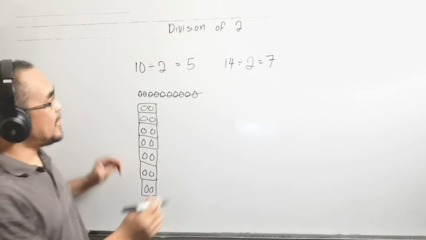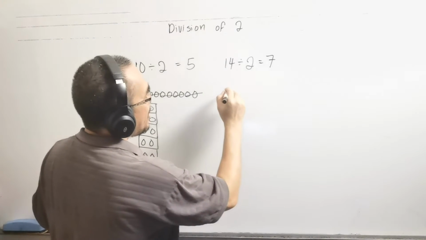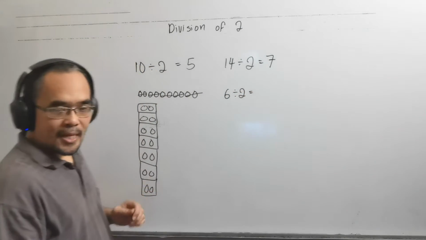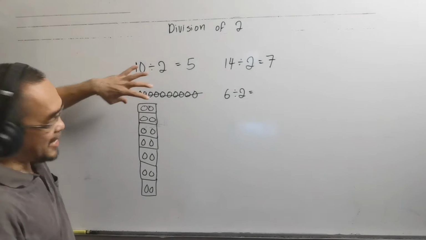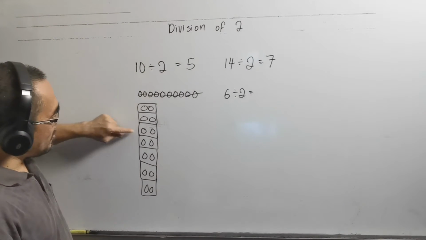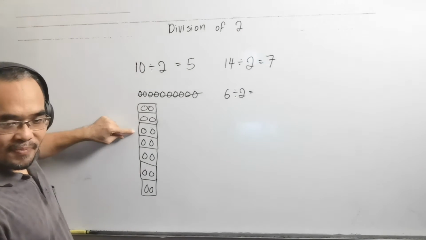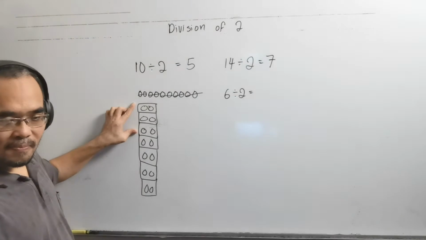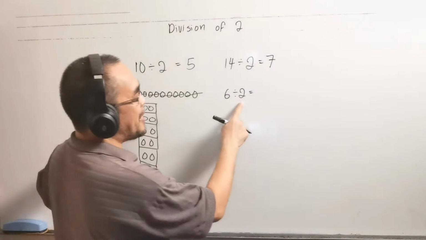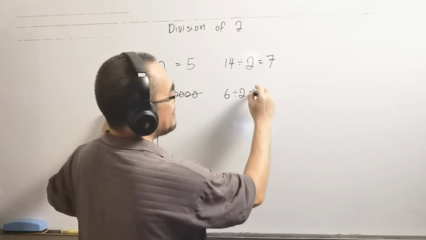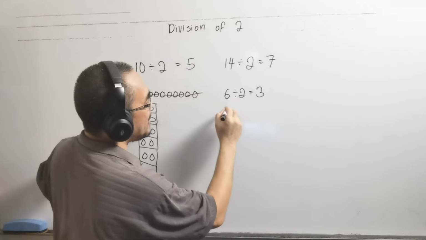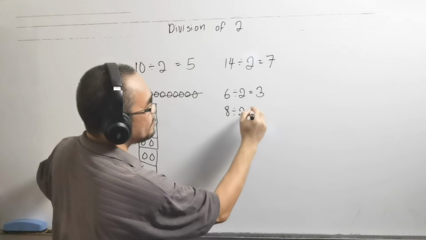Okay. So again, let's say you have 6. 6 divided by 2. 6 means you have only 6. 2, 4, 6. How many groups of 2 here in order to have 6? So 6 divided by 2 is 3. If I tell you 8 divided by 2 is what?